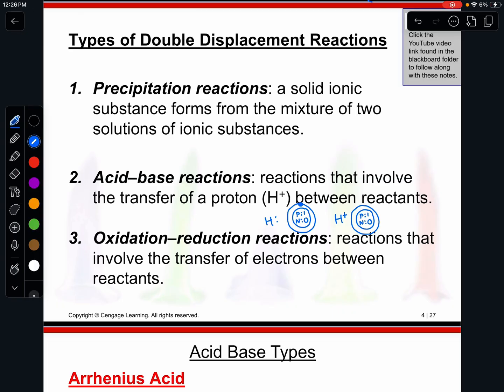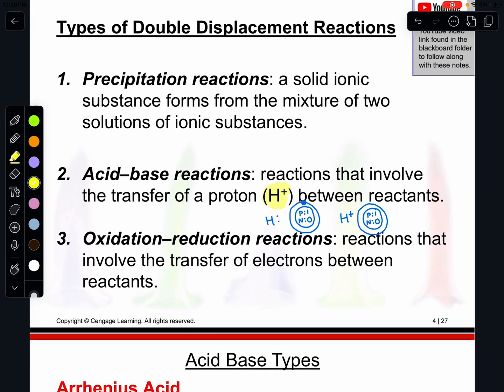The second is an acid-base reaction, which we're going to talk about right below here in the slide, and it involves some sort of transfer of what we call a proton. Now, this term proton is a little bit different here than what you're used to. In the acid-base chapter in chemistry, we refer to a proton as an H+, okay? And that H+ is what we call a proton.